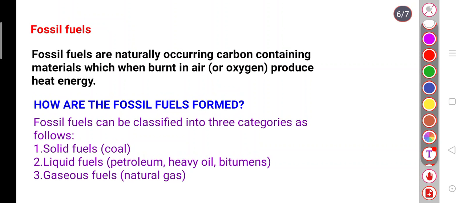Now, fossil fuels can be classified into three categories. There are solid fuels, that is coal; liquid fuels, that is petroleum, heavy oil, and bitumen; and gaseous fuels, that is natural gas. And about those we will learn in the next class.